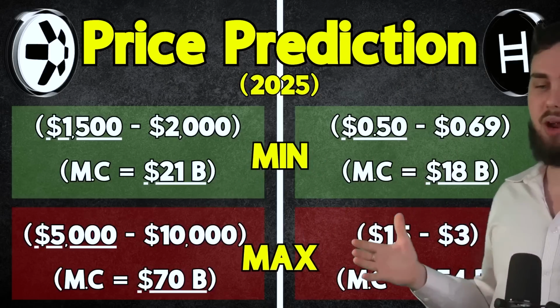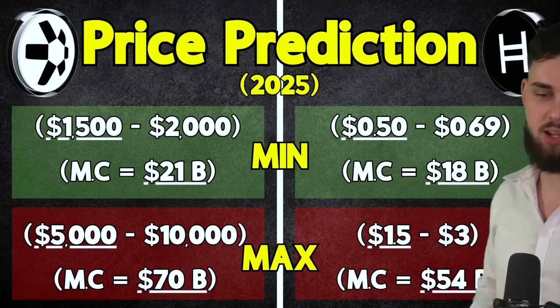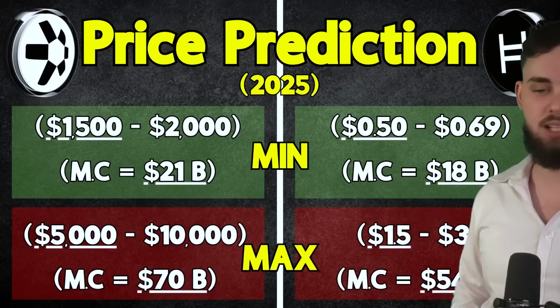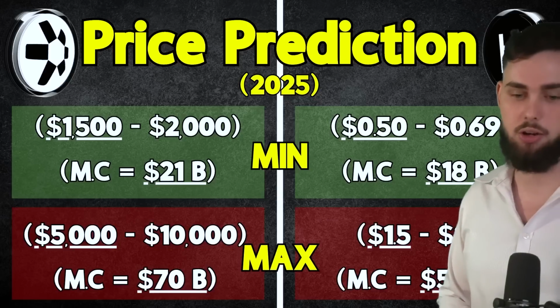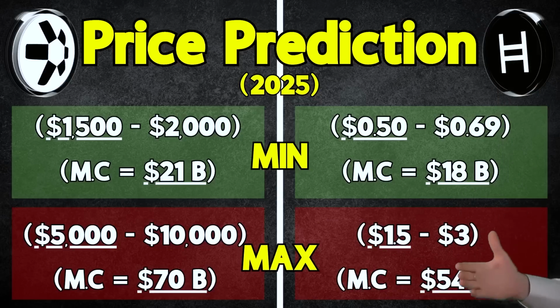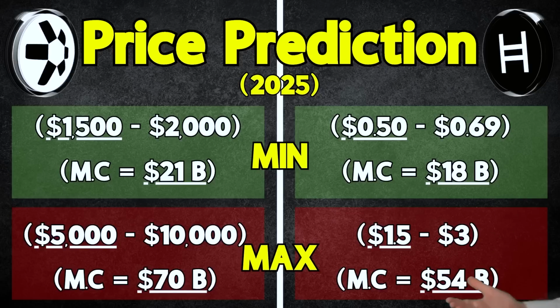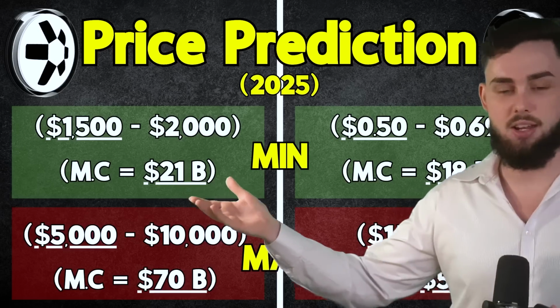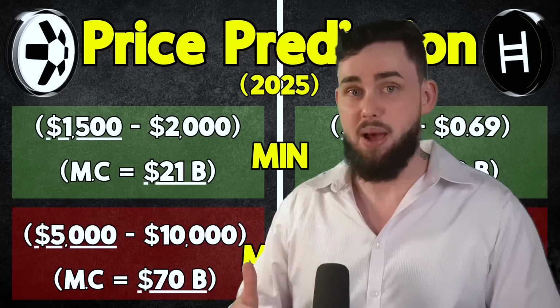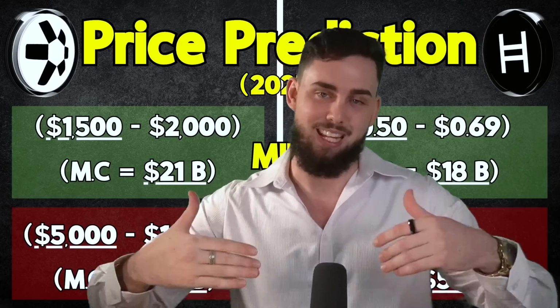Now let's look at HBAR, okay? So minimum side of things, I think 50 cents to 69 cents, market cap going at the 50 cent level to $18 billion, okay? And over here to the max side, I think $1.50 to $3, and at the $1.50 level, it'll be about a $54 billion market cap. So quite obviously, you don't have to be a rocket scientist or Albert Einstein to figure out, I'm pretty much betting that Quant is going to be the better value for money in 2025.